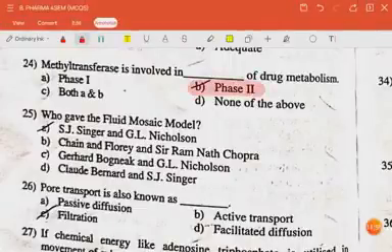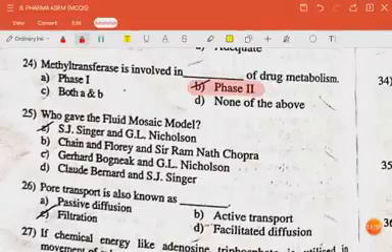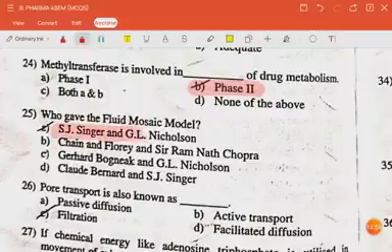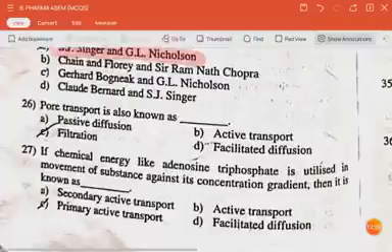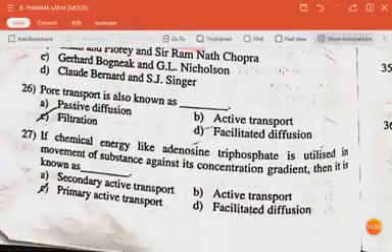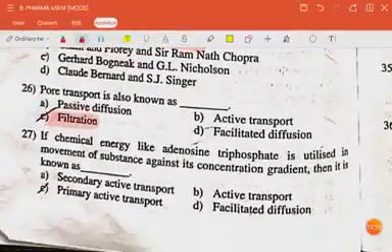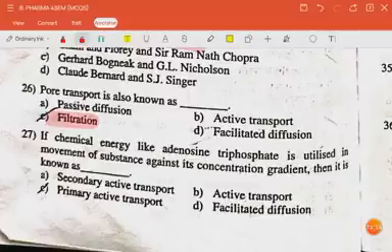The next question is, methyl transferase is involved in dash of the drug metabolism. The answer is phase 2. The next question is, who gave the fluid mosaic model? Answer is S.J. Singer and G.L. Nicholson. The next question is, pore transport is also known as filtration. The next question is, if chemical energy like adenosine triphosphate is utilized in movement of substance against its concentration gradient, then it is known as primary active transport.